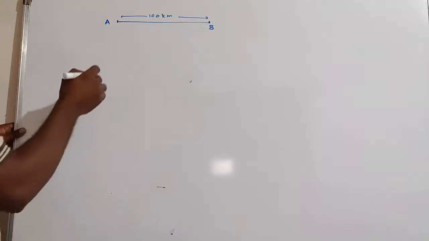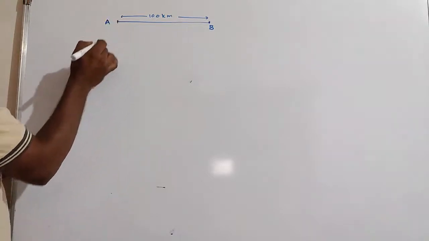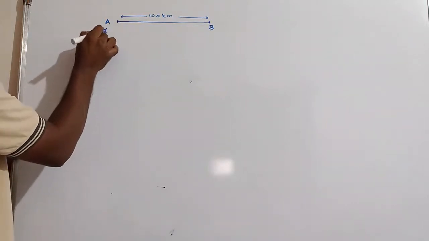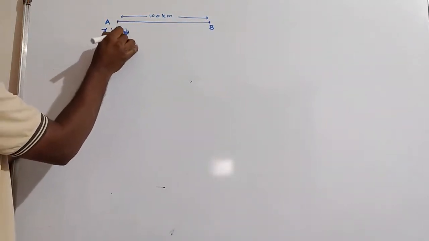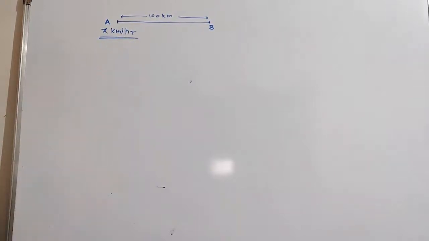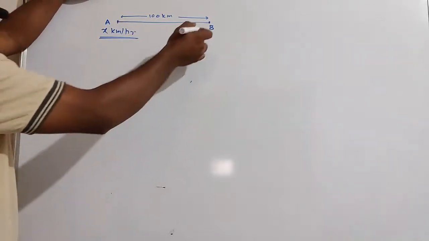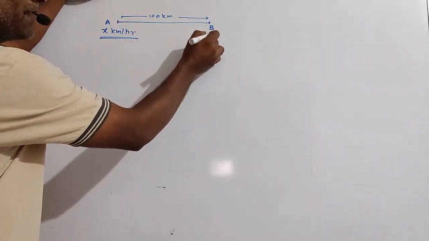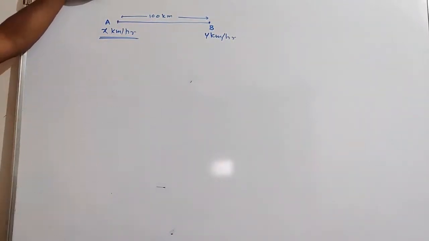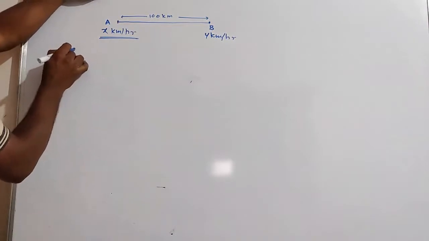So, we will consider the speed of the car which starts from point A as x km per hour, and we will consider the car which starts from point B as y km per hour. These both cars are traveling in two cases here.